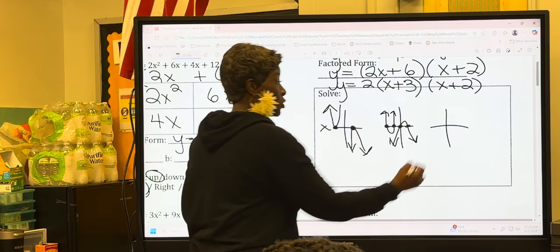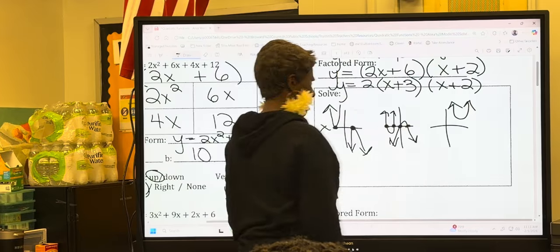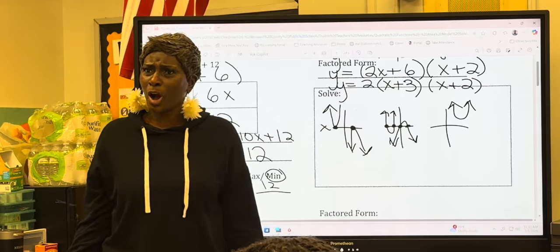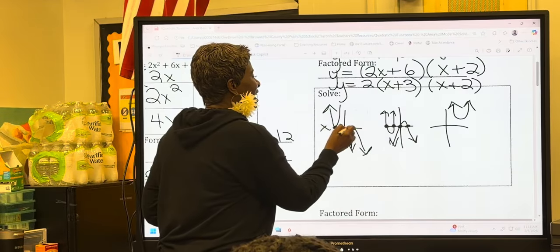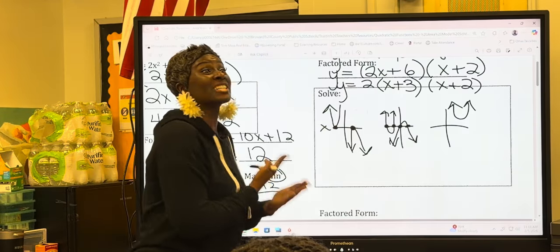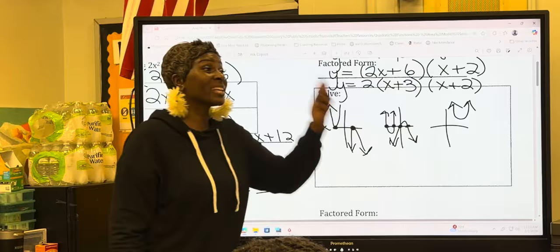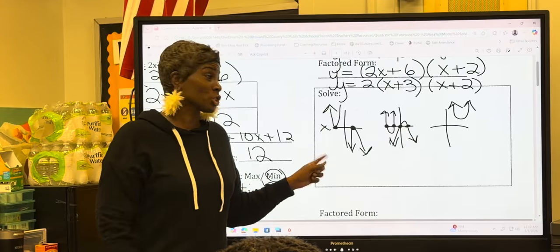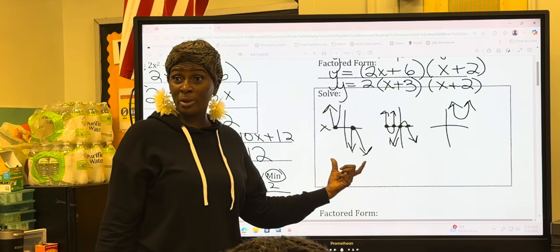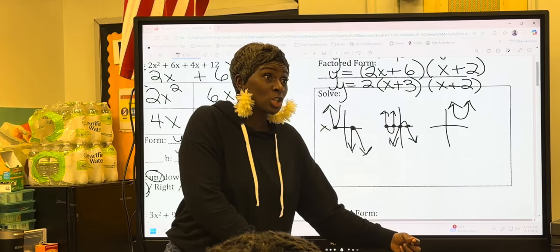Then you could have no solution. Why? Because the thing ain't touched at all. This point is a vertex, but it's also your solution. When does that happen? Only when you have one solution. Y'all with me? Your vertex may be your solution.